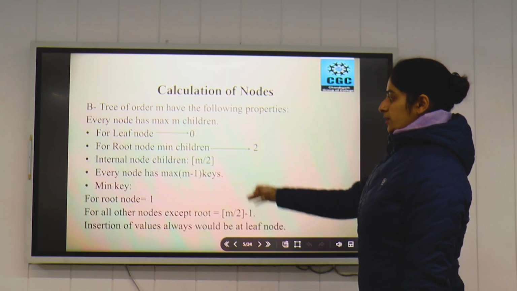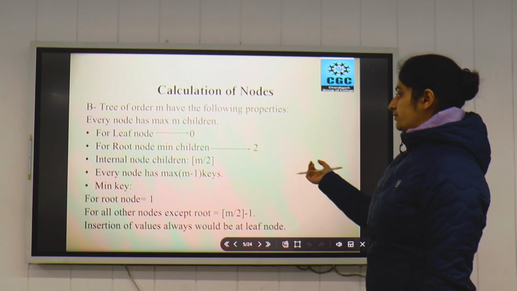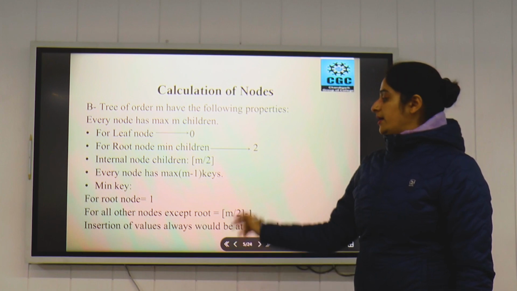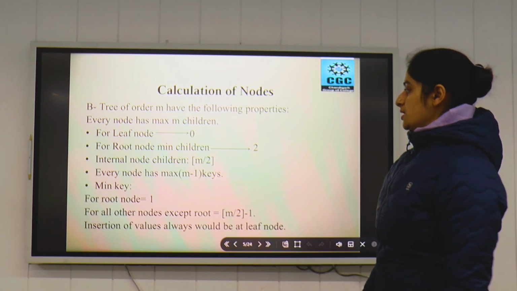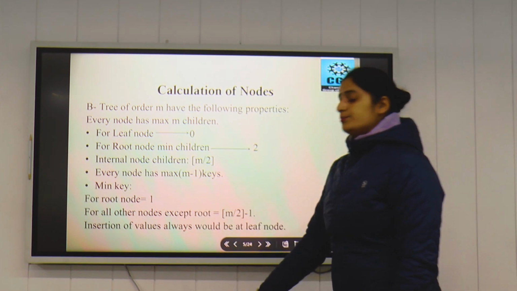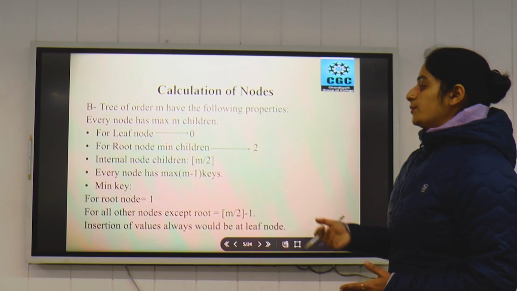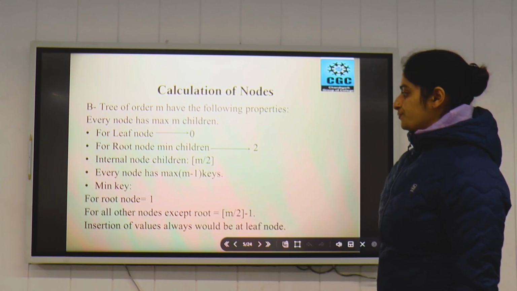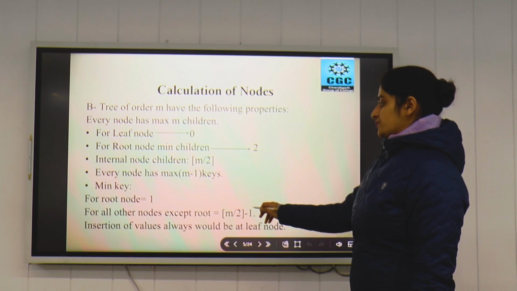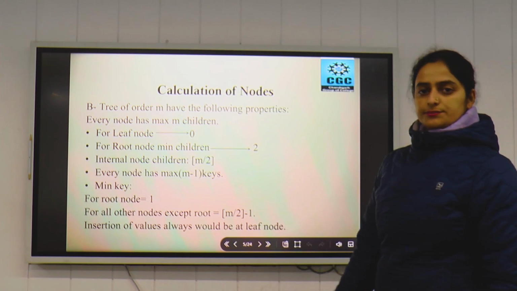So for the internal node, to count the number of children, I will apply the formula m by 2. Every node has a maximum of m minus 1 keys. This is obvious. And now, how to calculate the minimum number of keys? For the root node, the minimum count of keys always remains 1. For all other nodes except the root node, we can calculate the number of keys using the formula m by 2 minus 1.